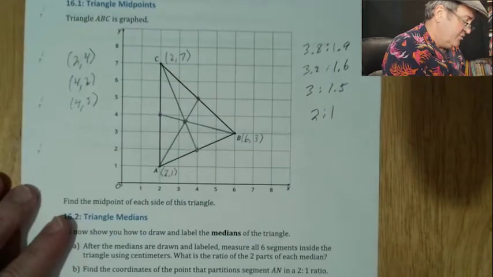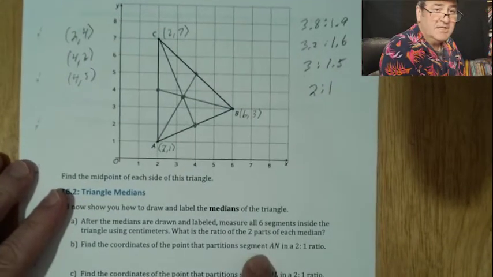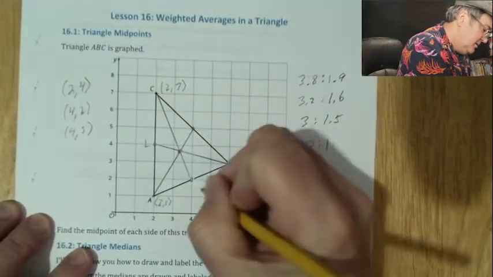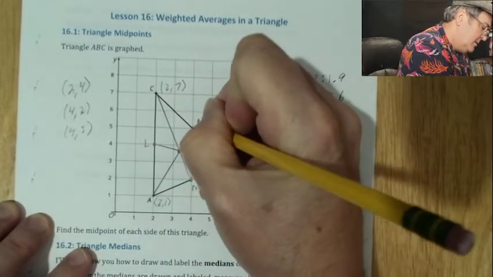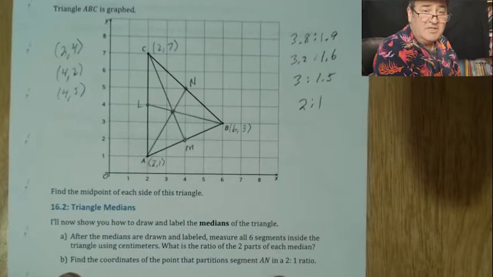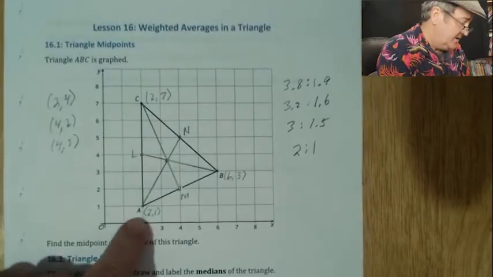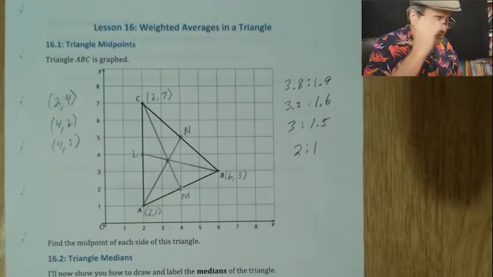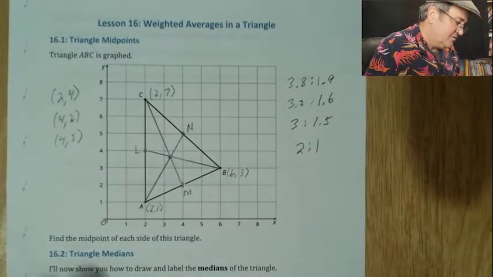So find the coordinates of the point that partitions A to N. Oh, I didn't label these. So we'll label these L, M, and N. So from A to N, find the point that partitions that in a 2-to-1 ratio. We see that is a 2-to-1 ratio from the measurements that we took. So what is that point? How can we figure out what that point is?